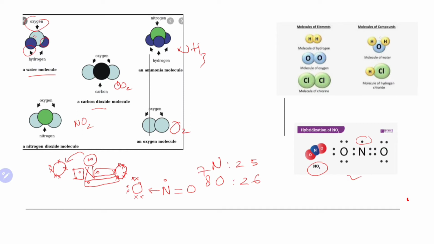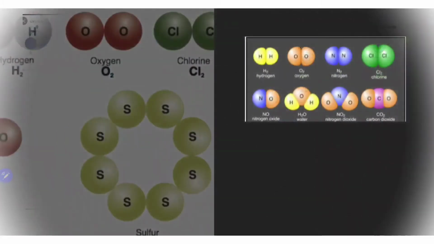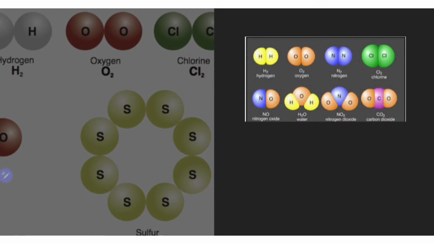For H2O, O with 6, 2 single, join with H to H, because H is number 1, so the configuration is only 1. For HCl, H only 1, join with Cl 7. I only draw the electrons without shell. Yeah, the other example is S8 here.